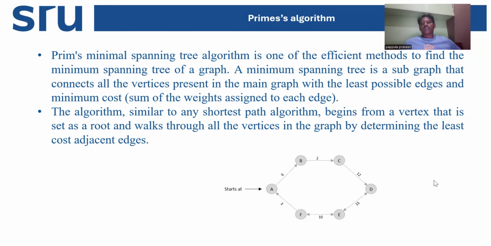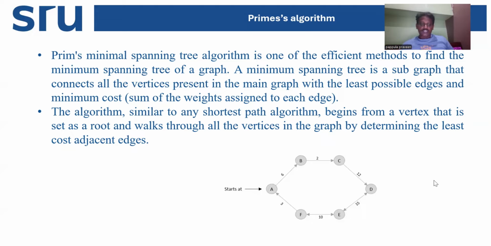Once again I want to read. Prim's is a minimum spanning tree algorithm. It is one of the efficient methods to find the minimum spanning tree of the graph. A minimum spanning tree is a subgraph that connects all the vertices in the present graph with the least possible edges and minimum cost.